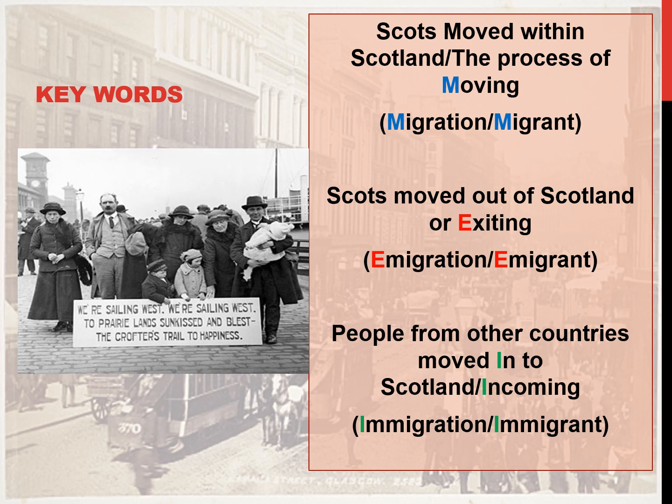For the Scottish people moving out of Scotland, or exiting, we call these emigrants with an E, and we're talking about emigration with an E, talking about them exiting Scotland, which is what issue 1's all about. When we're thinking about people that came in from other countries or moved into Scotland, these are the incoming people, and these are immigrants with an I, or immigration with an I as well.